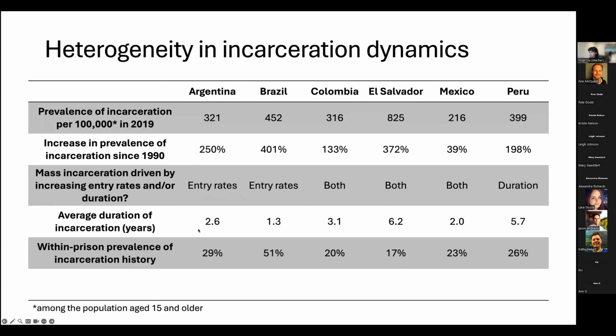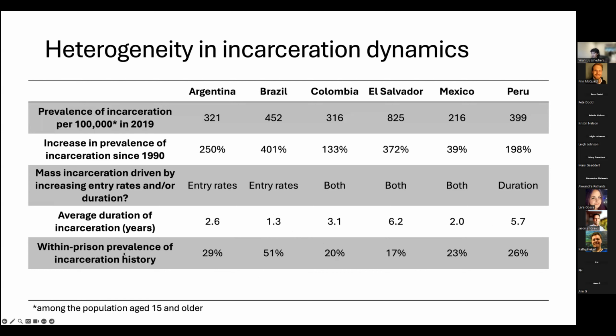All right, so aside from that, we also had heterogeneity in the average duration of incarceration. These are the median estimates for the year 2019. And you can see that in Brazil, that average duration is about 1.3 years, but then it goes all the way up to about 6 years in El Salvador and Peru. And one of the other data targets that we had was the prevalence of incarceration history within prison, which also varied from about 17% in El Salvador to 51% in Brazil.